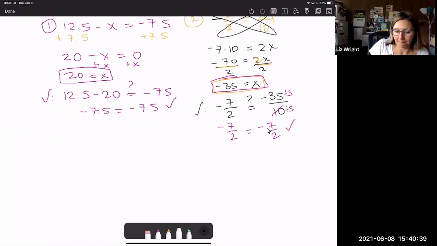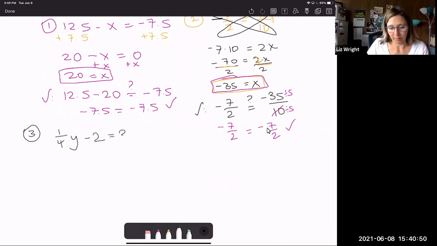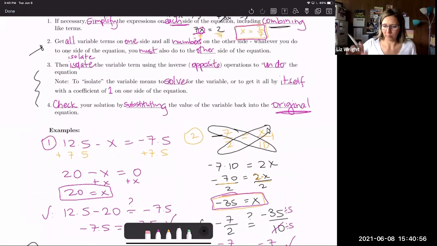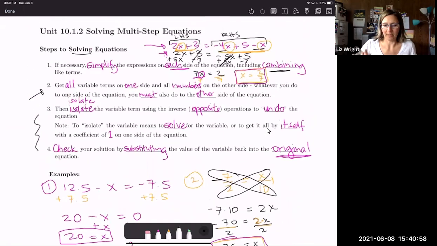All right, let's try another one. Number 3, we've got 1/4 y minus 2 equals 3. All right. And again, you can go back up. I haven't really used our steps, but you could have used your steps on any of these.